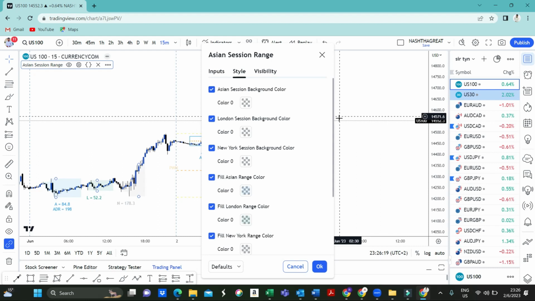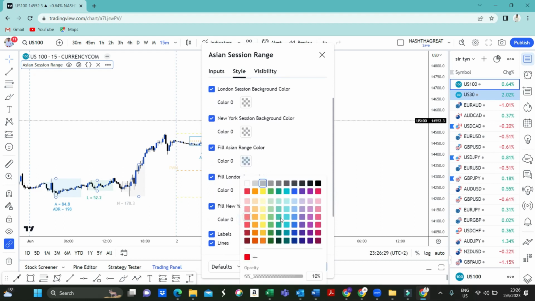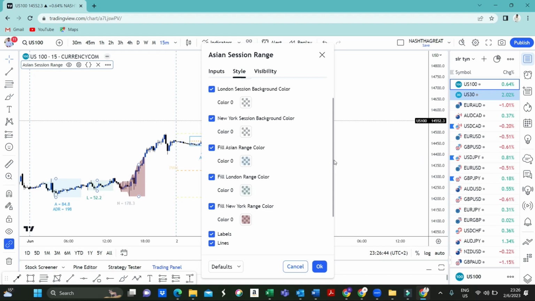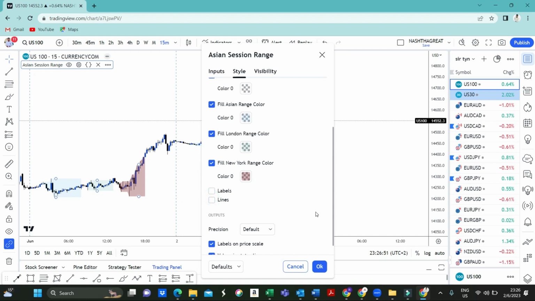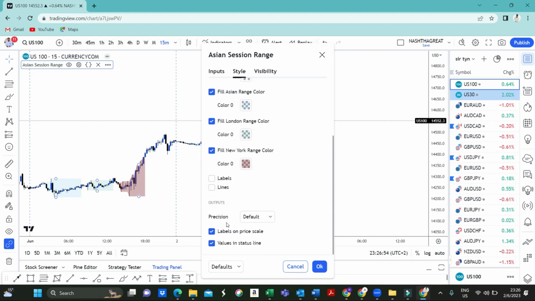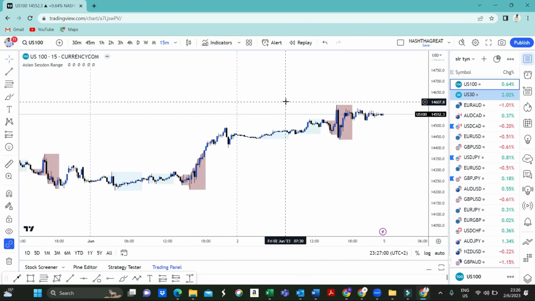So we come on style, then on style you come to the New York session, the option for New York session, fill the New York range color. On this one, maybe just put this color, you can increase its opacity. You can see it from there when you're increasing the opacity. You can put any color that you like, but this is the color of my liking. Then you come on the labels and lines and highlight these two items. We don't want any of those. All right, I think it's all good. Then you say okay. So these are the settings that we want on this strategy.